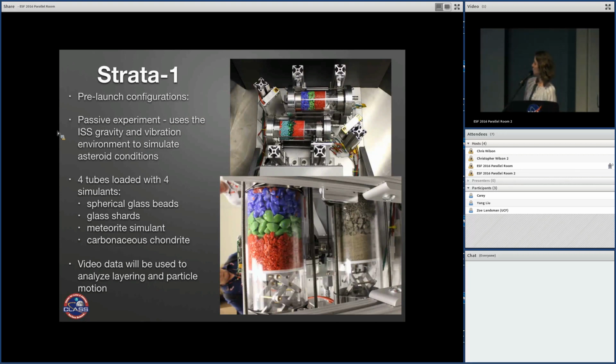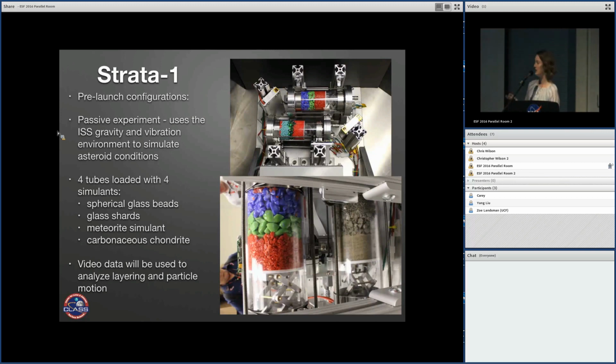So we have 1 tube with glass beads with 3 different particle sizes, so we can look at how this layering behavior changes. We also have broken glass fragments that are about the same size distribution as the glass beads. And then we also have 2 tubes that have more realistic compositions.